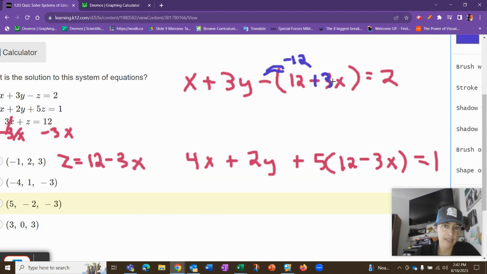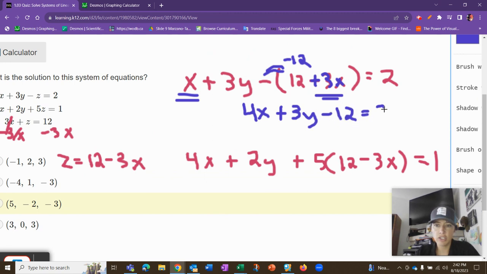Because I'm distributing that through here, so now I know I'm going to have x plus 3x. So I'll have 4x. Okay, I just combined like terms. You need to distribute the negative first so you have the correct combining of like terms. 4x plus 3y minus 12 is equal to 2.